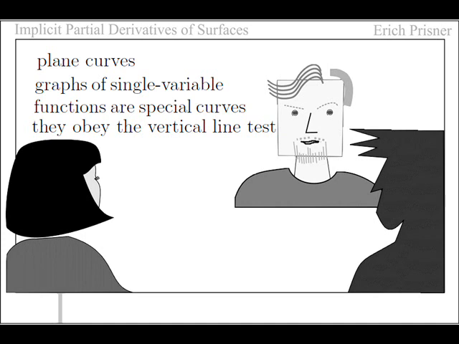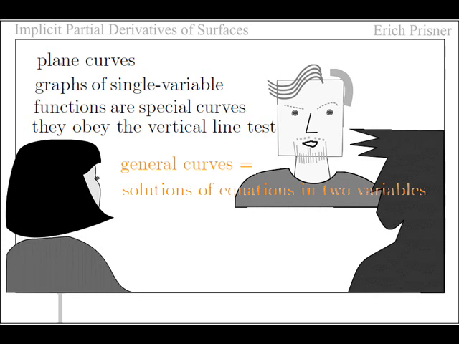We have to think back even further to college algebra to remember that curves are solutions of equations in two variables, like x squared plus y squared equals 1, for instance. This one is a unit circle, and it is not the graph of a function. We cannot solve the equation uniquely for y.